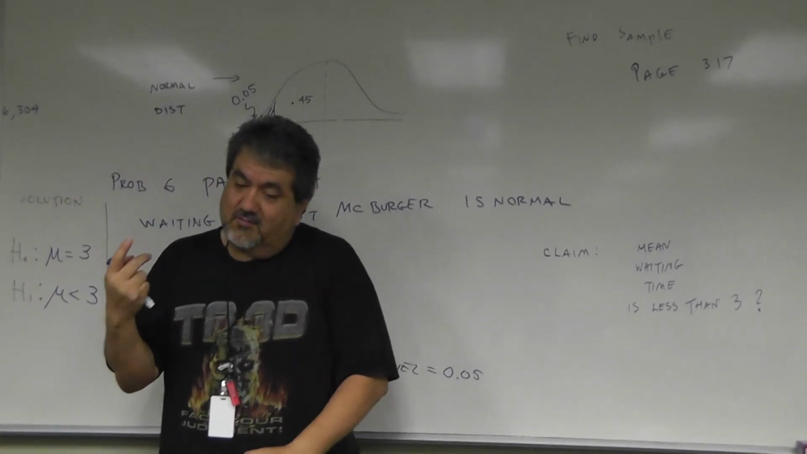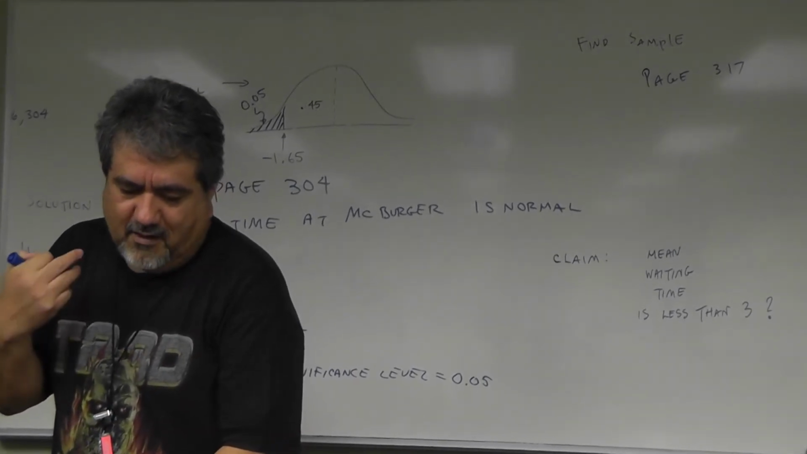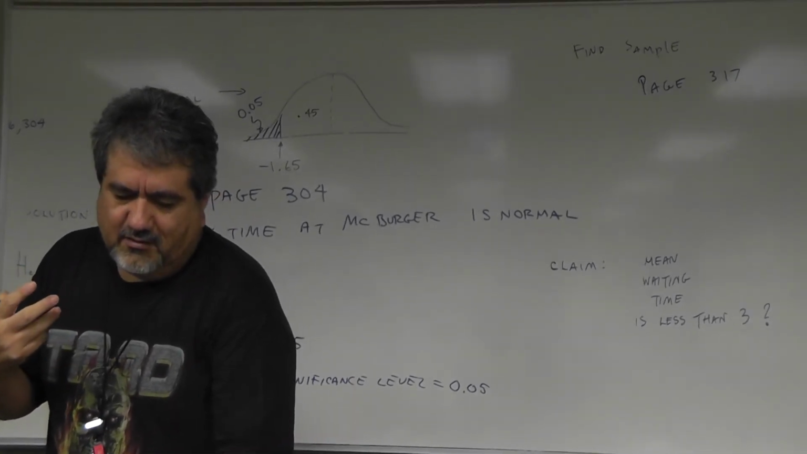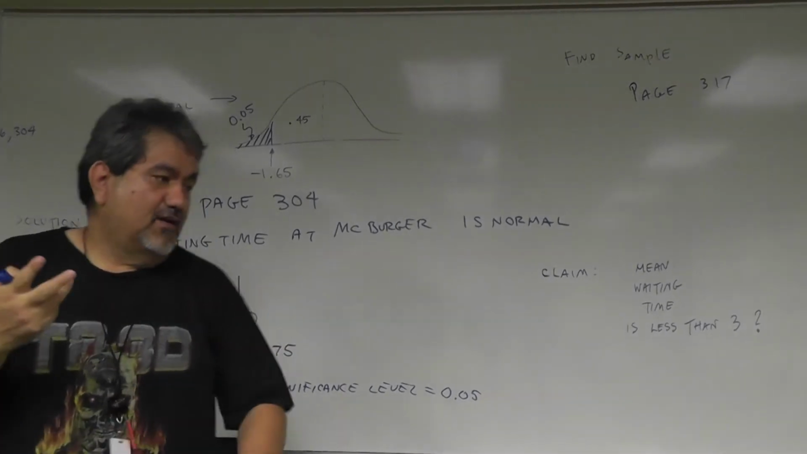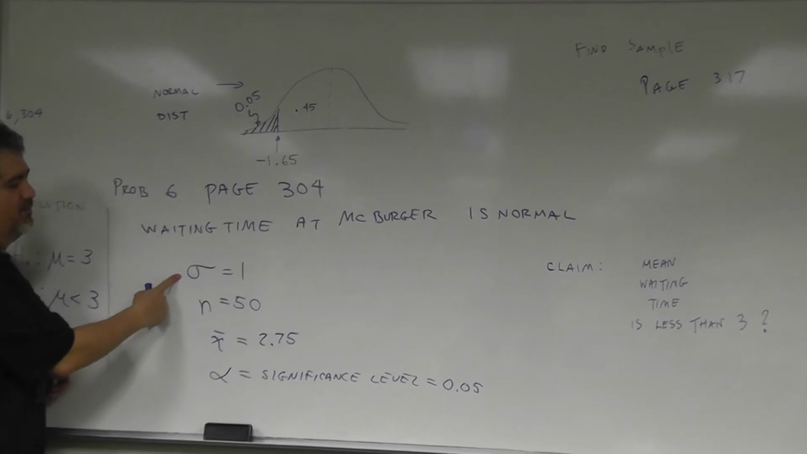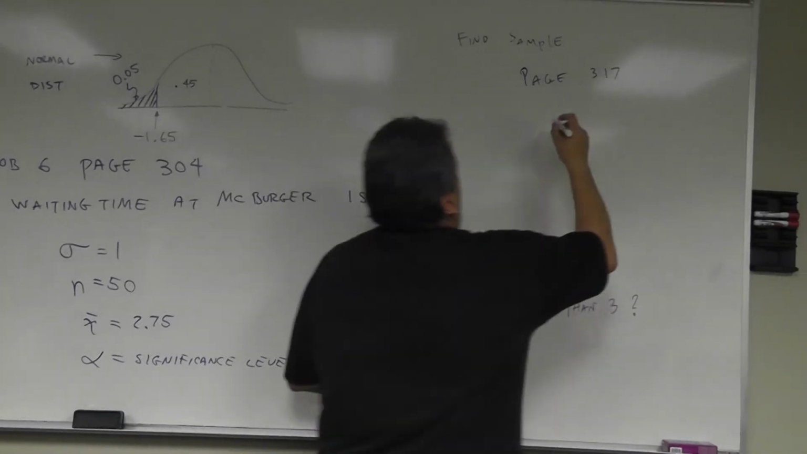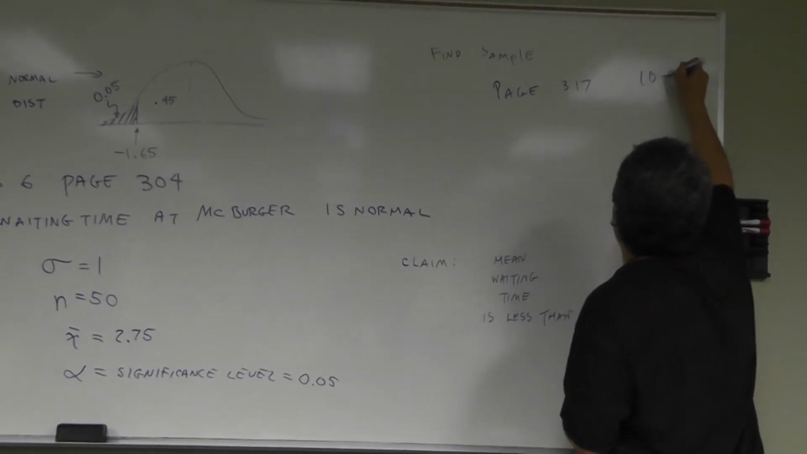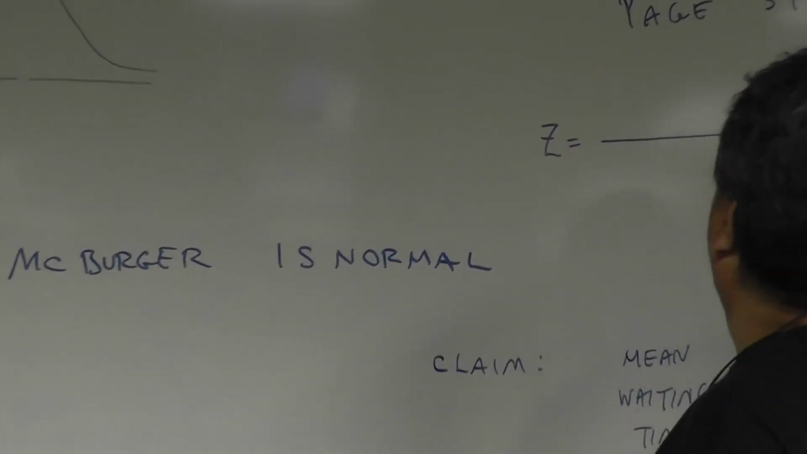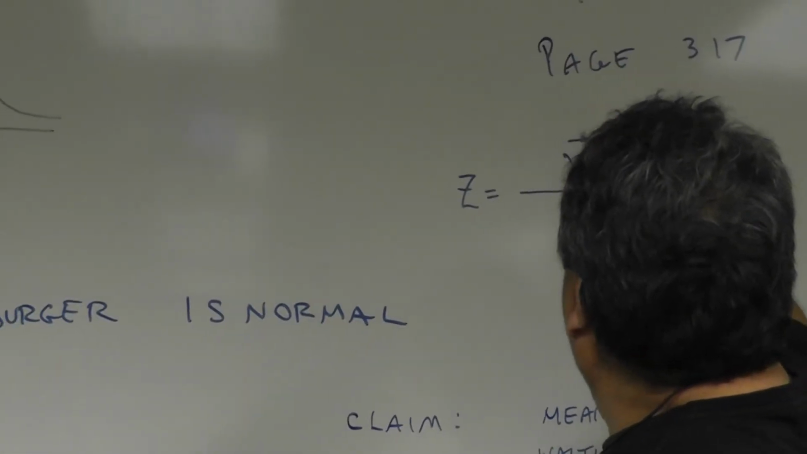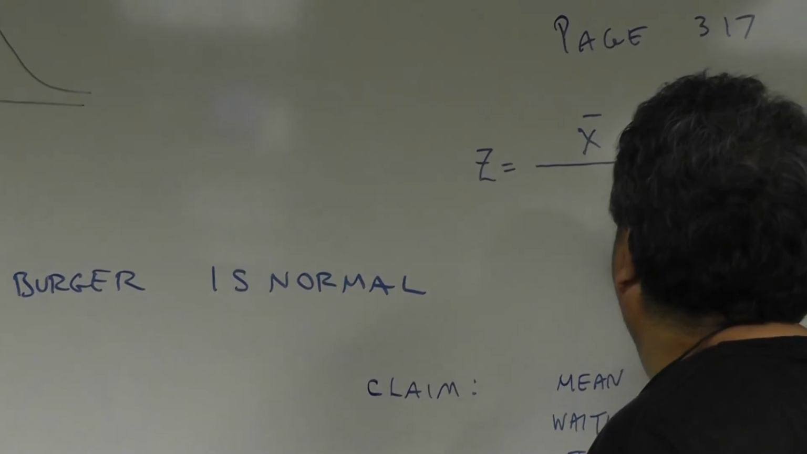But 10.1 and 10.2 are about means, and we are going to use 10.1 rather than 10.2 because we know sigma. Notice that 10.1 implies that we know sigma, which is the population standard deviation, right? So on page 317, we are going to use 10.1. And 10.1 is z equals x bar minus mu divided by sigma divided by the square root of n.